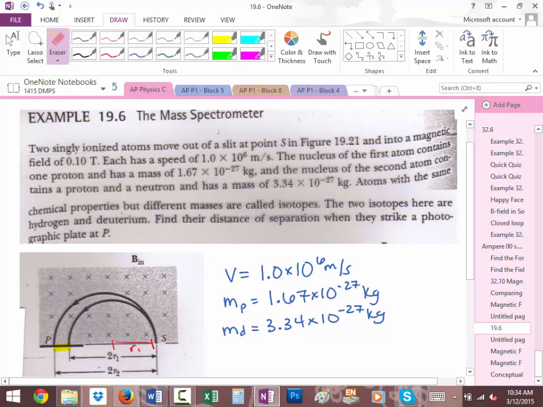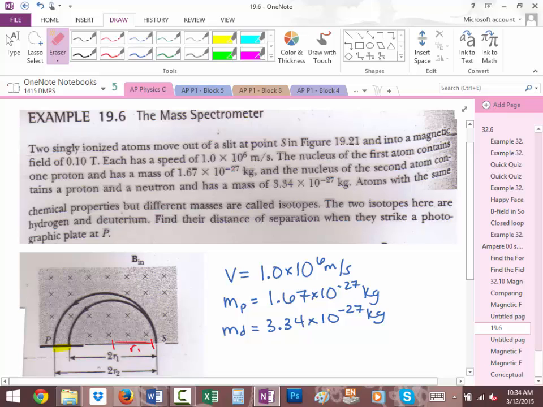So they use these a lot in mass spectroscopy to figure out masses of things, or to figure out charges of things if you know the mass. Because if you know the mass and you don't know the charge, you can do the same thing and figure out the charge. Does that make sense? And how do you know the velocity? How do you figure out the velocity of this thing?